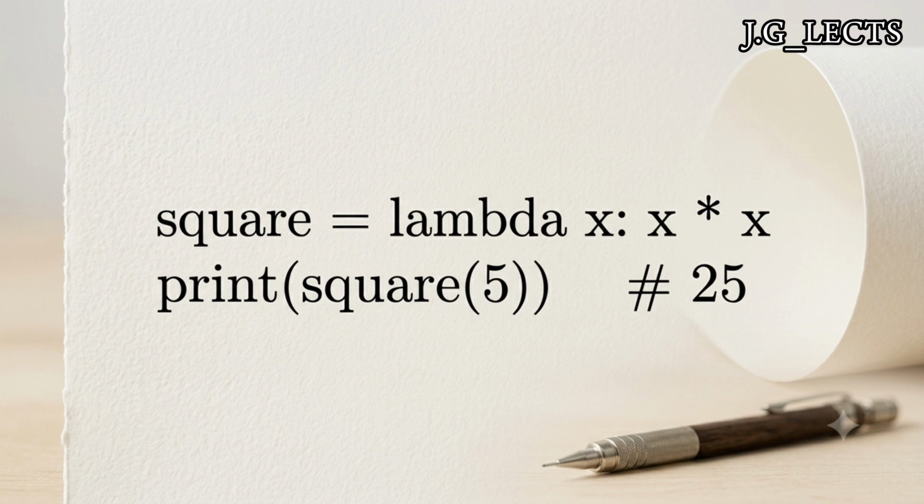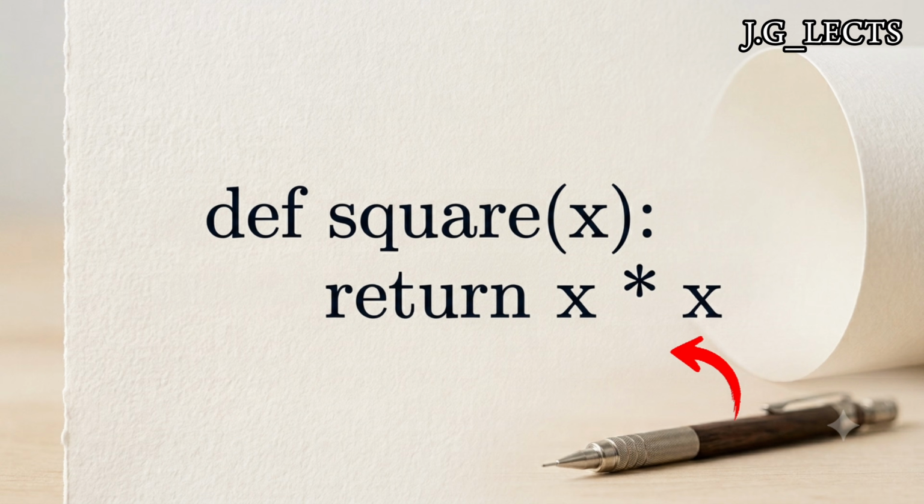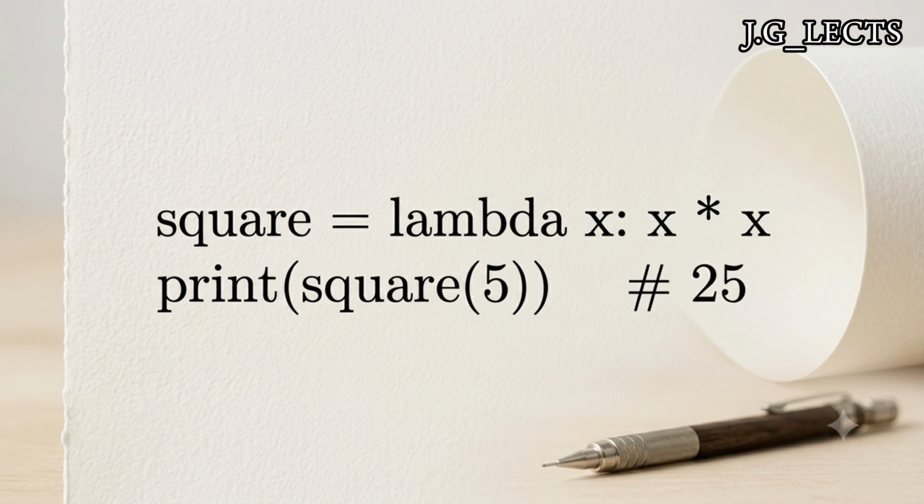This creates a function that returns the square of a number. Calling square 5 returns 25. This is exactly the same as writing. So why do programmers use Lambda?